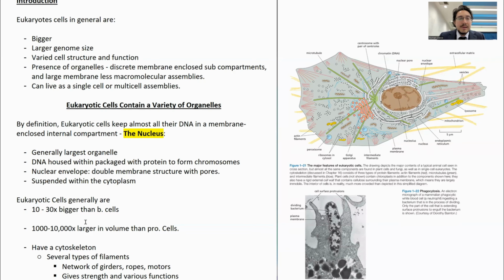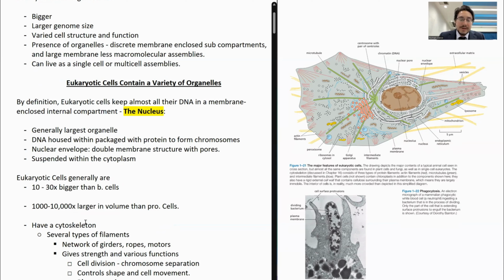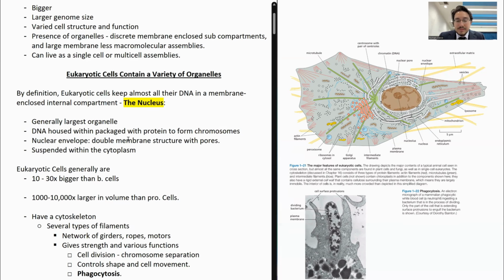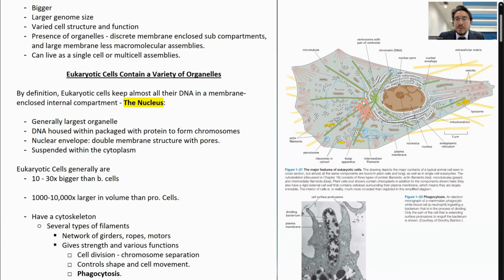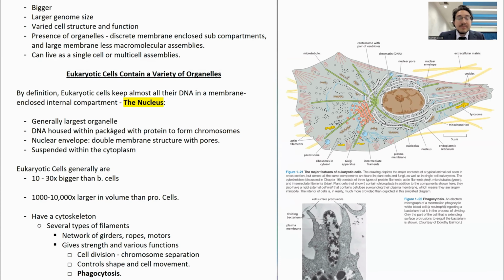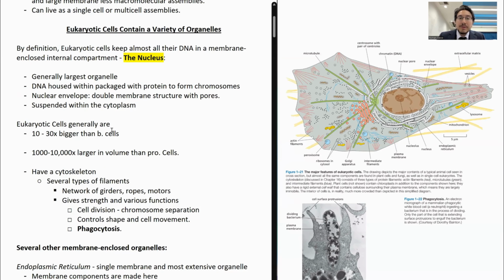So, eukaryotic cells contain a variety of organelles. I'm going to briefly go over these, right? In the later chapters, of course, we get into them in much, much more detail. All right. And I'm going to be going to this diagram as we go along for reference, right? So by definition, a eukaryotic cell keeps almost all their DNA inside a membrane enclosed internal compartment, which is the nucleus, right? And as you take a look at this picture, generally the nucleus is the largest organelle, right? And it houses the DNA, right?